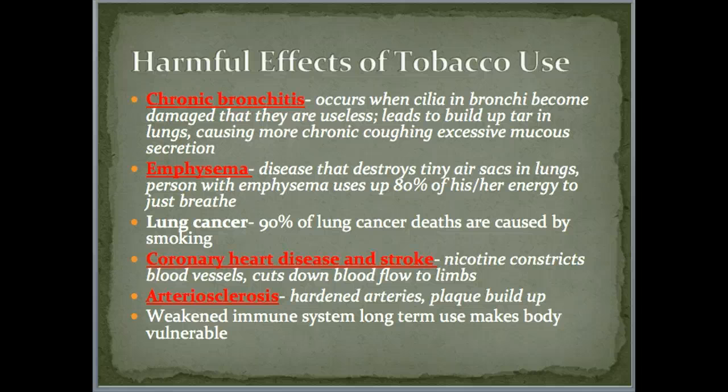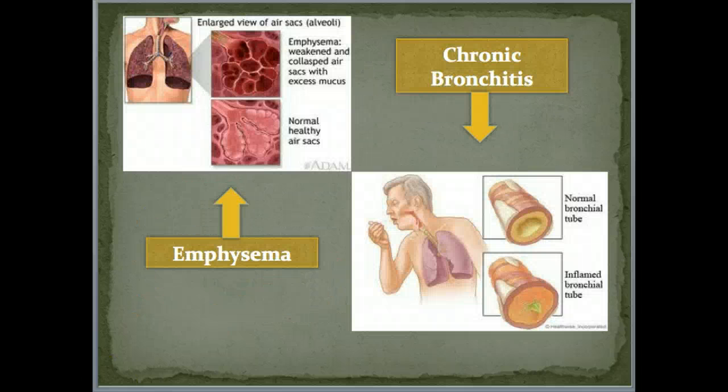Coronary heart disease and stroke. Nicotine can constrict blood vessels, cutting down blood flow to limbs. Certainly if that happens in the brain, that's going to be a stroke. Arterial sclerosis is hardening of the arteries where plaque builds up. That can lead to heart attack. And we know that people can have a weakened immune system long term, which makes the body more vulnerable to illness and sickness. Here's a little look at both chronic bronchitis and emphysema.